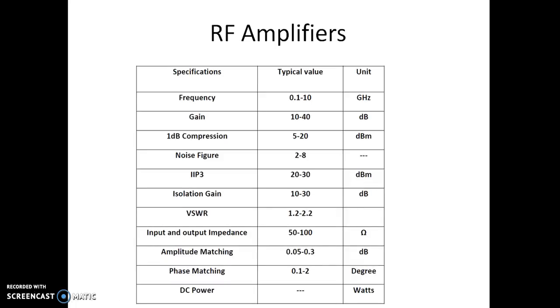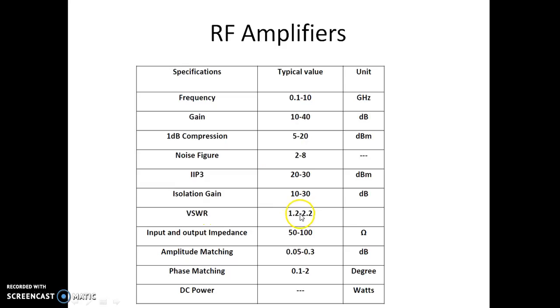So these are a few RF amplifier specifications. You can see now we have a frequency ranging from 0.1 gigahertz to 10 gigahertz. Gain varies from 10 dB to 40 dB. 1 dB compression varies from 5 to 20 dBm. The noise figure varies from 2 to 8. IIP3 varies from 20 to 30 dBm. The isolation gain varies from 10 to 30 dB. These are the typical values of an RF amplifier.